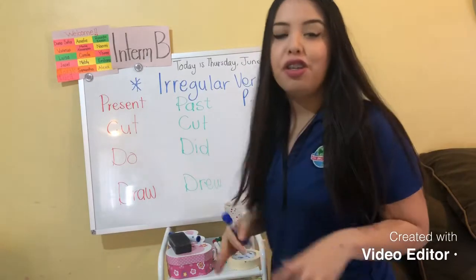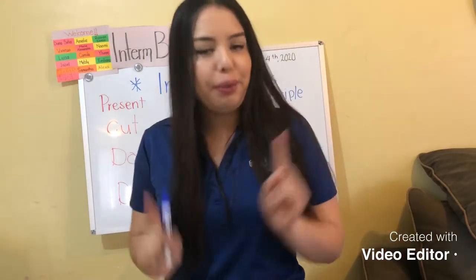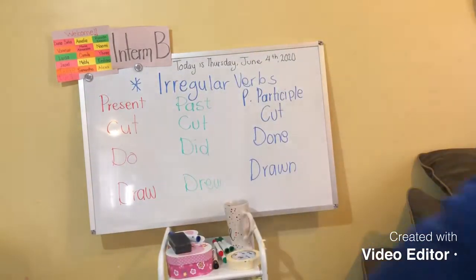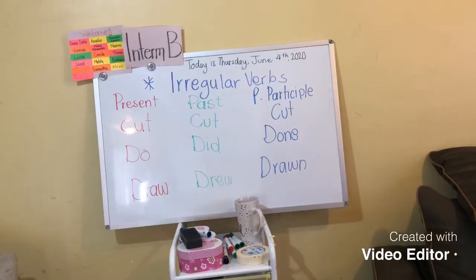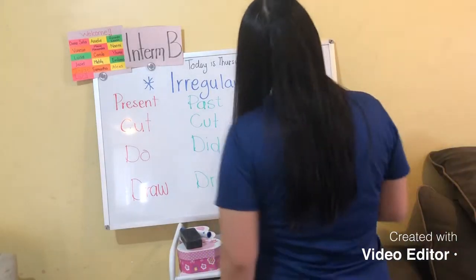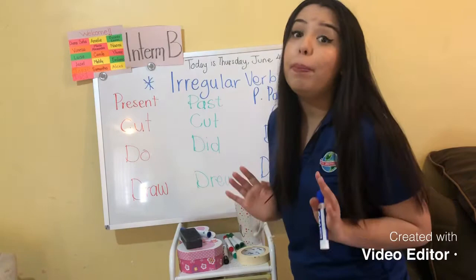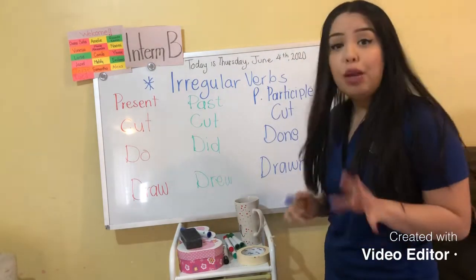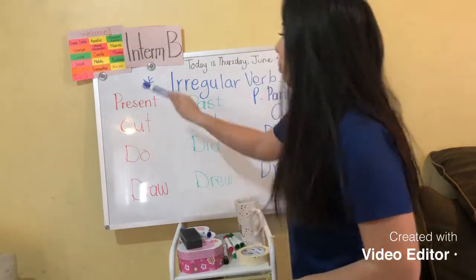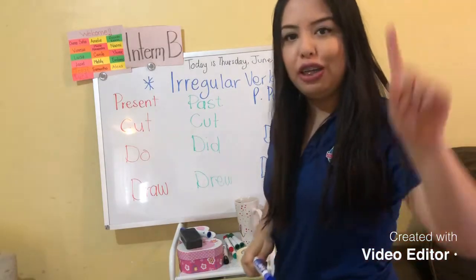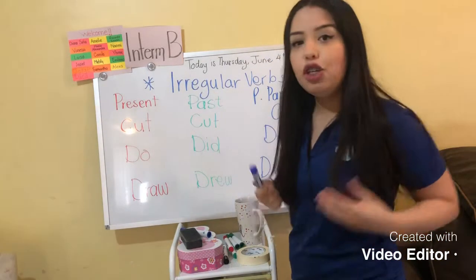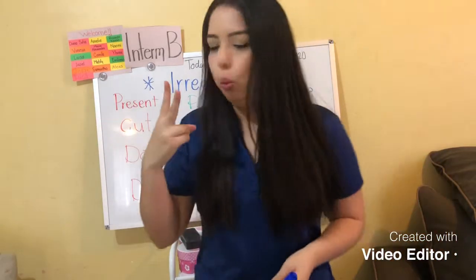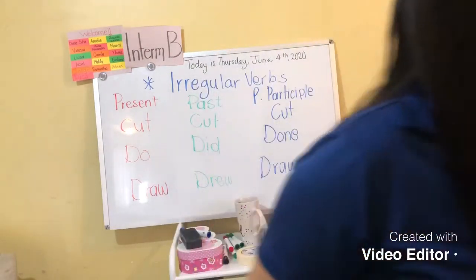Very good, guys. So now we're gonna look at irregular verbs. Excellent, guys. So we're going to review some irregular verbs, okay? Remember that we have three forms: present, past, past participle. The number one, cut. Do you know what is cut? Cut is this one.